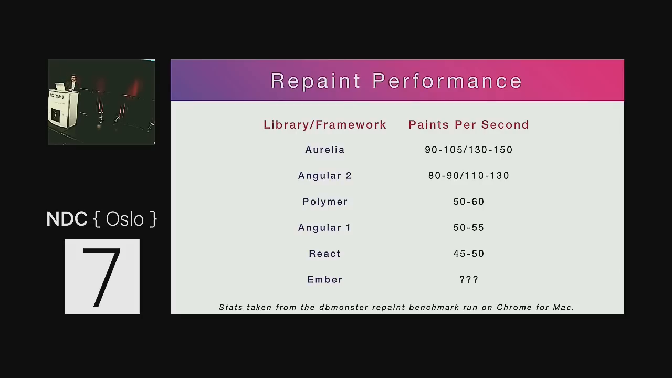You'll notice that Aurelia and Angular 2 have secondary numbers, which are higher. That's because both of these frameworks have plugins which allow you to opt into other features that improve rendering performance in certain scenarios. With Aurelia, we have a virtualization plugin which only draws elements of the list which are actually visible. So if you have 10,000 items in a list, but only 20 are on screen, it'll only draw 20. So that makes a lot of sense. By dropping that into this benchmark, we get 130 to 150 paints per second, which is far above everything else.